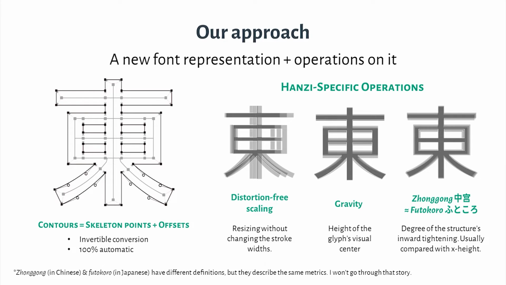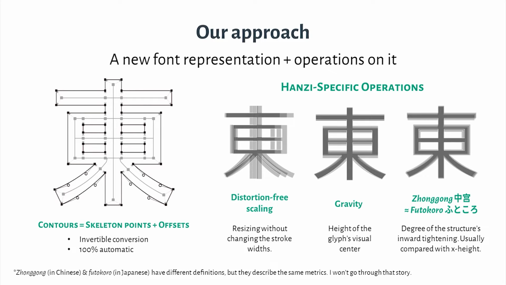The method includes a new font representation and a few Hanzi-specific operations. The fundamental idea behind this representation is not new though. We model the contours as skeleton points and offsets about the corresponding skeleton points. This representation benefits us for making it possible to separately operate the structural features and the stroke features. Based on this representation, we also defined a few operations to modify the glyphs. And here are some of them.